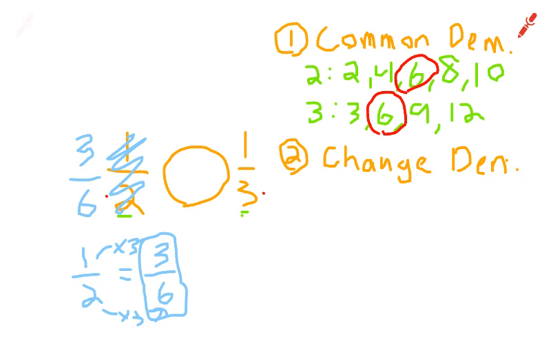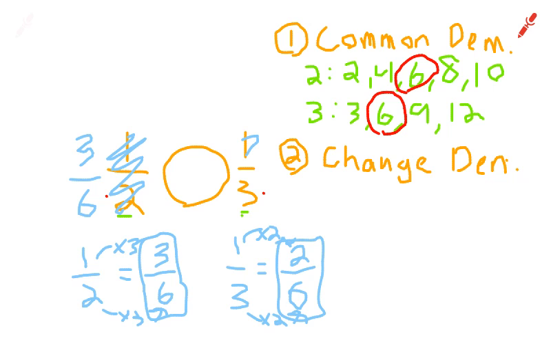I did the same thing for 1/3. So I would go 1/3. I want to change to a fraction with a 6 on the bottom. Well, I know 3 times 2 is 6. So I have to do times 2 on the top. And I would have 2/6. So 1/3 is equal to 2/6.